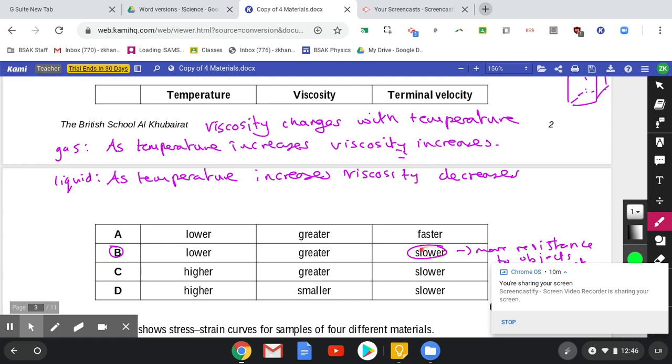So here is what we're looking at. We have an answer: the lower the temperature, the greater the viscosity, and the slower the terminal velocity. For part D, you would have had a higher terminal velocity for a lower viscosity.